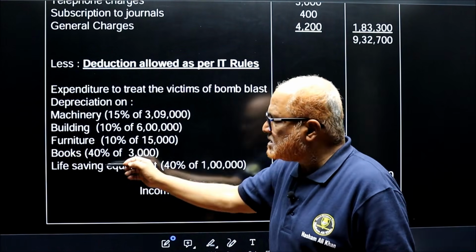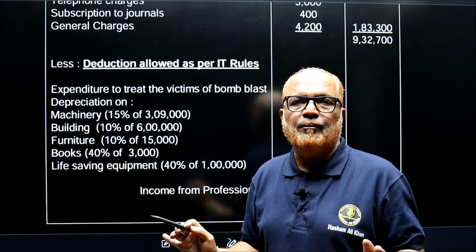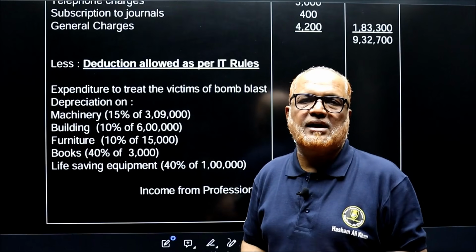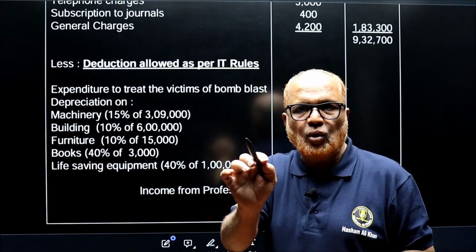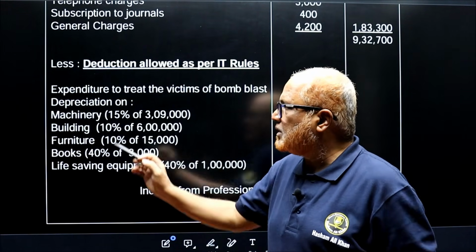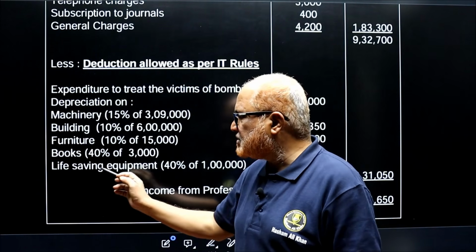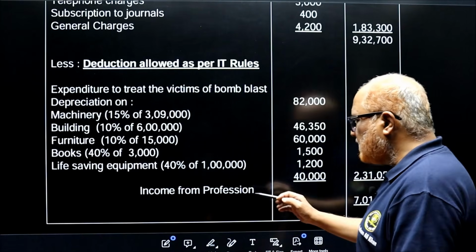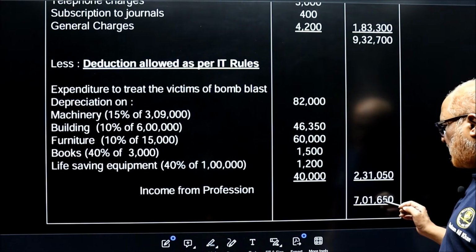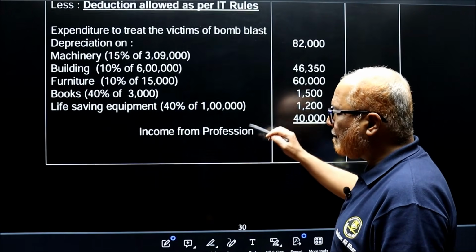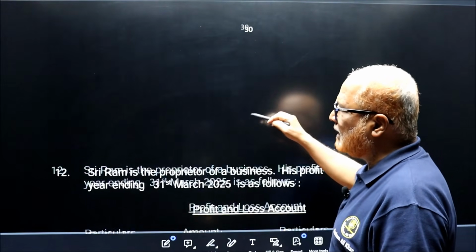Remember, these rates will not be given in the problem. You have to remember the rates which are specified by the Income Tax Act. So write it down in the notebook. What is the rate of depreciation on machinery, building, furniture, books and life-saving equipment? So ultimately income from profession is 7,01,650. That's all. So this is problem number 11.